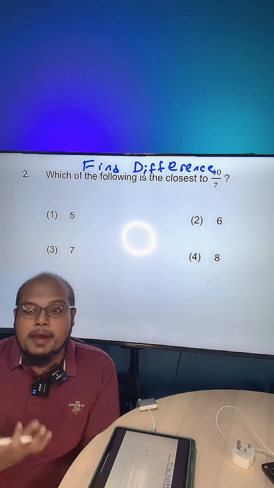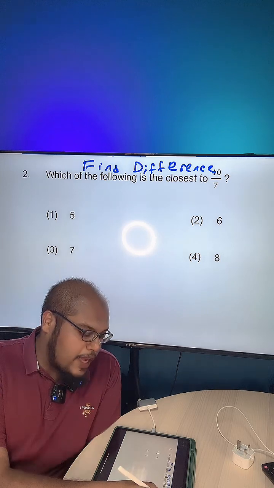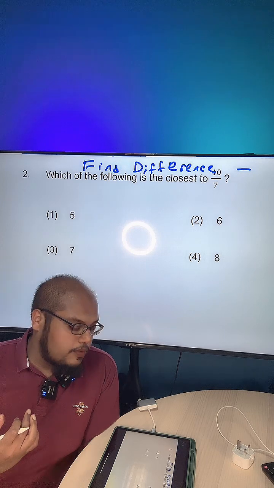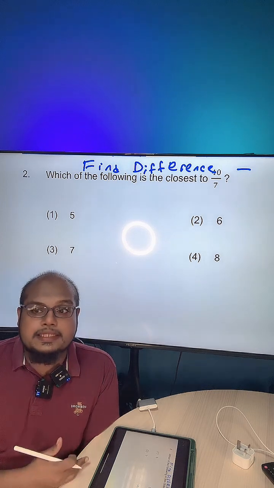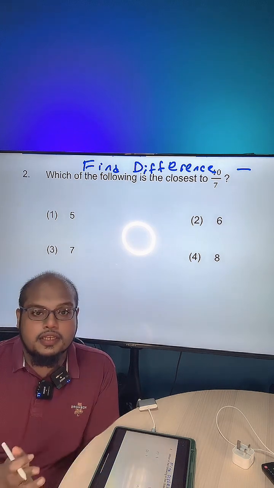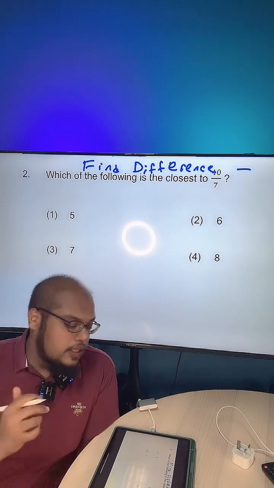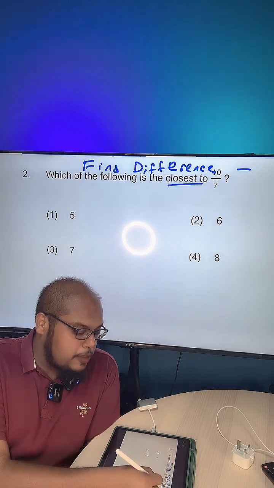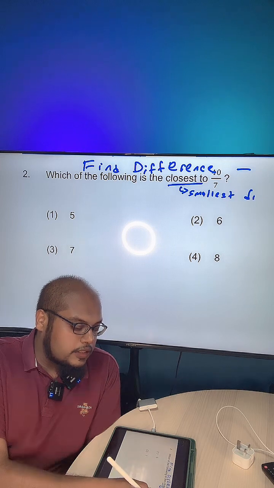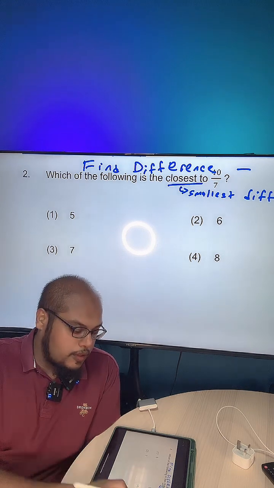I say Ali got 10 pens, Bala got 5 pens. Find the difference between them. What do you do? You minus, right? So one way to do this question is you can minus 40 over 7 with all these options here. Then you'll get the answer. Because they are asking for the closest, that means you need to have the smallest difference.